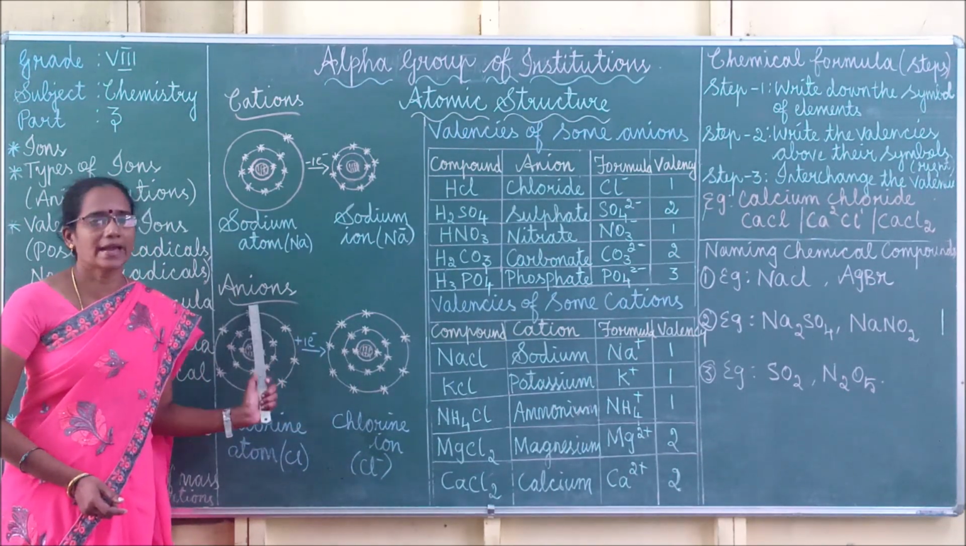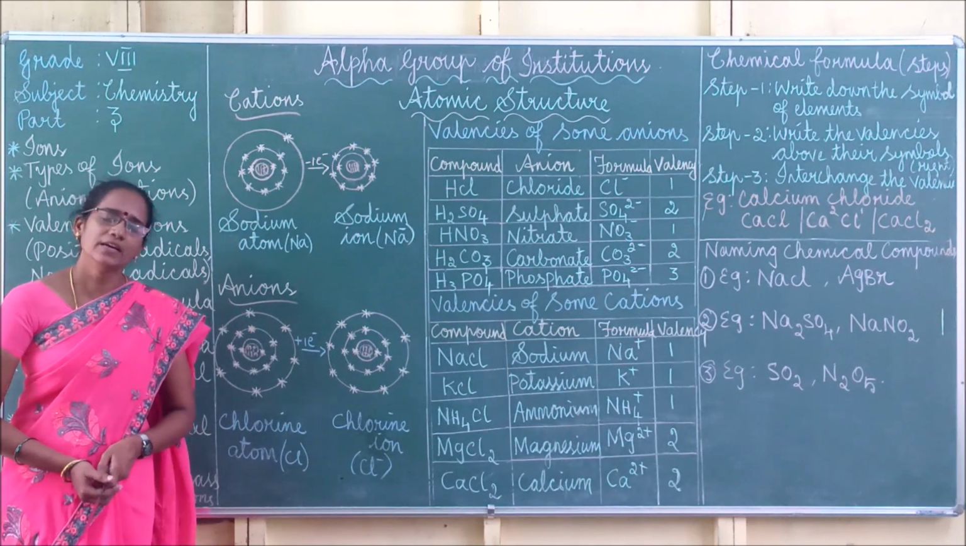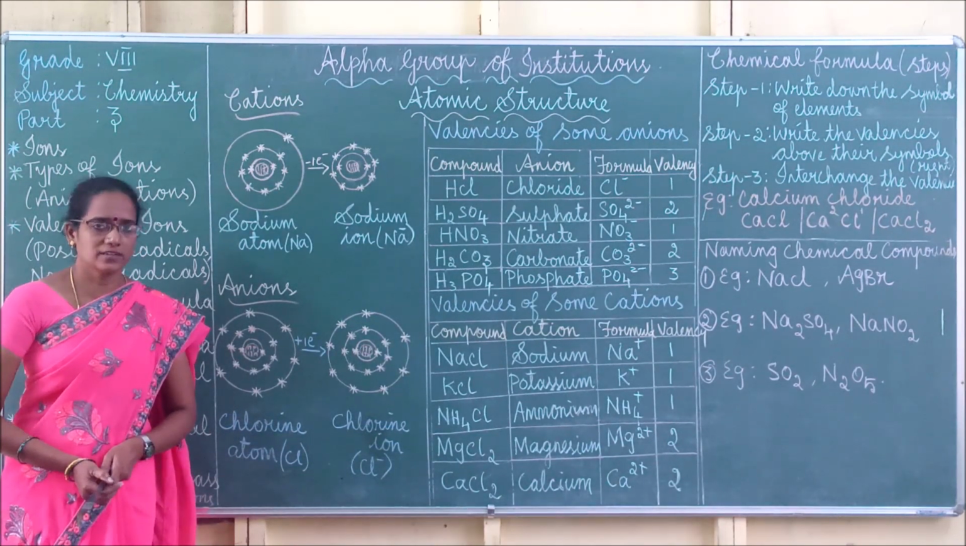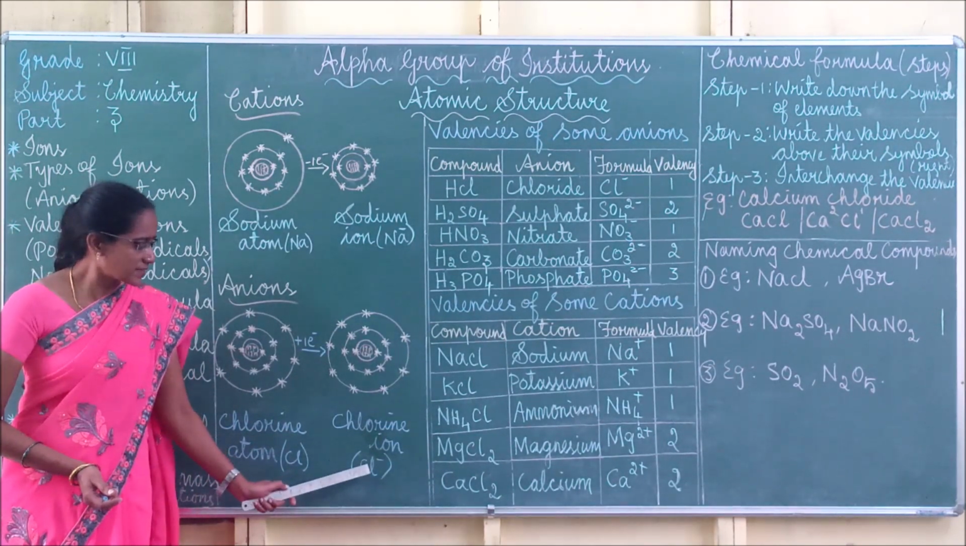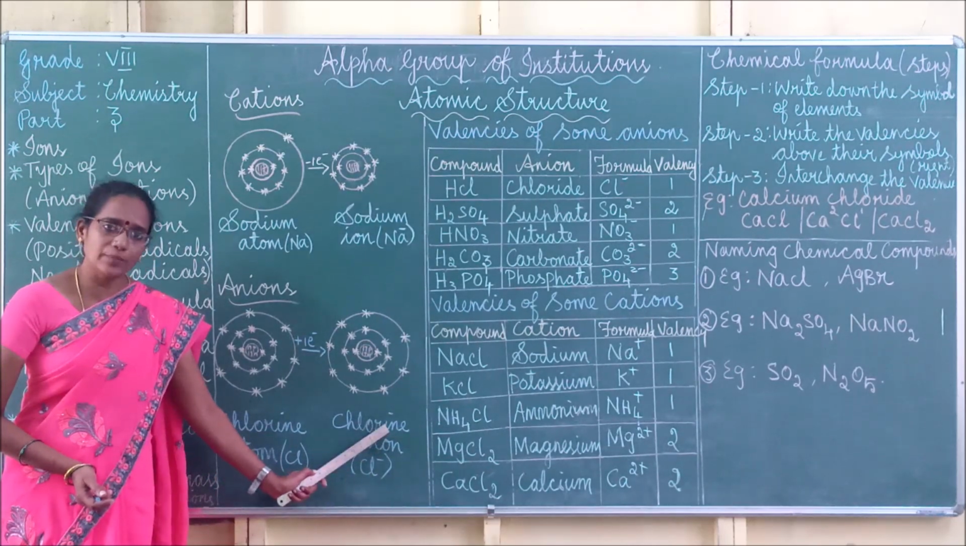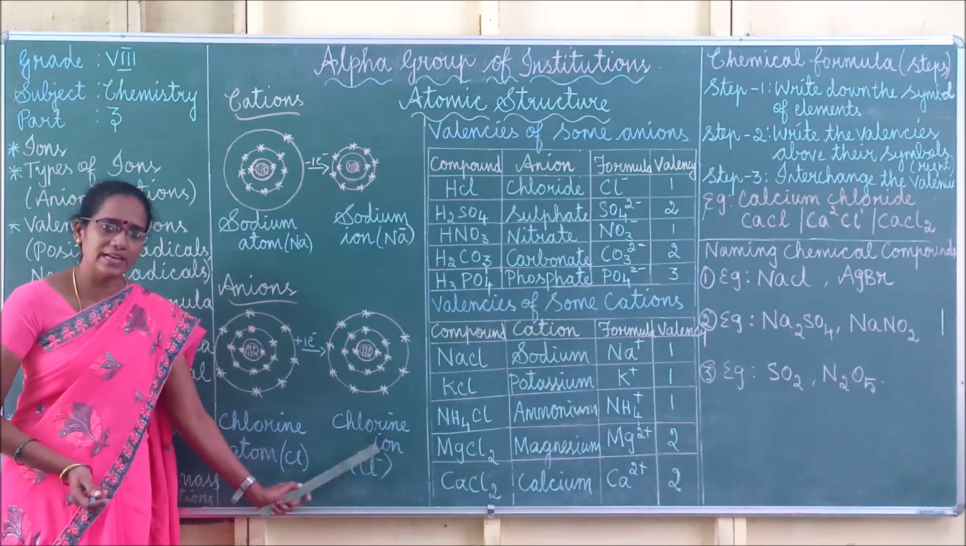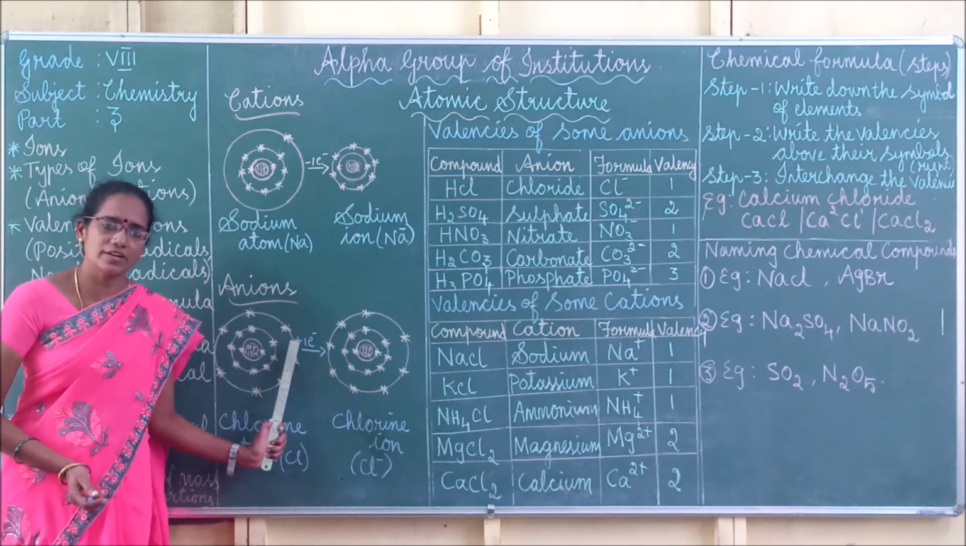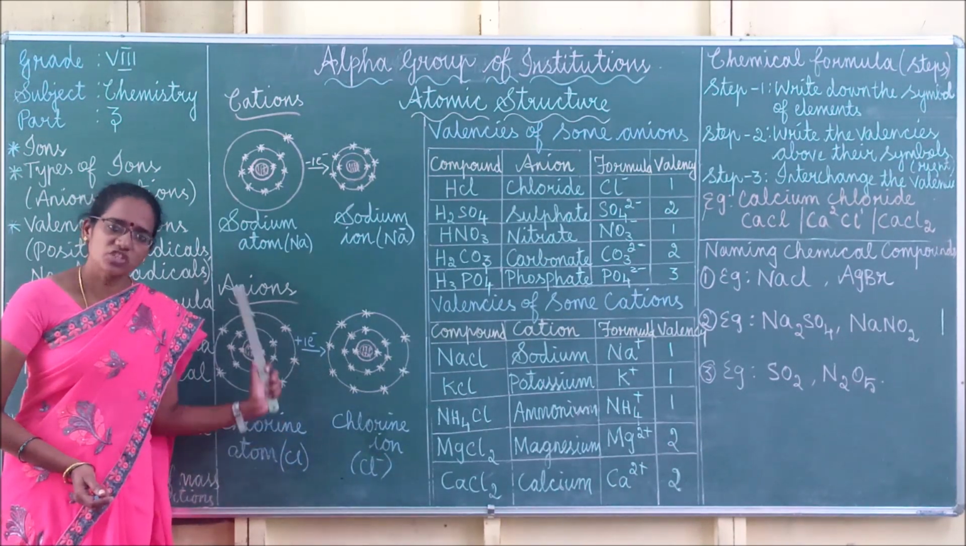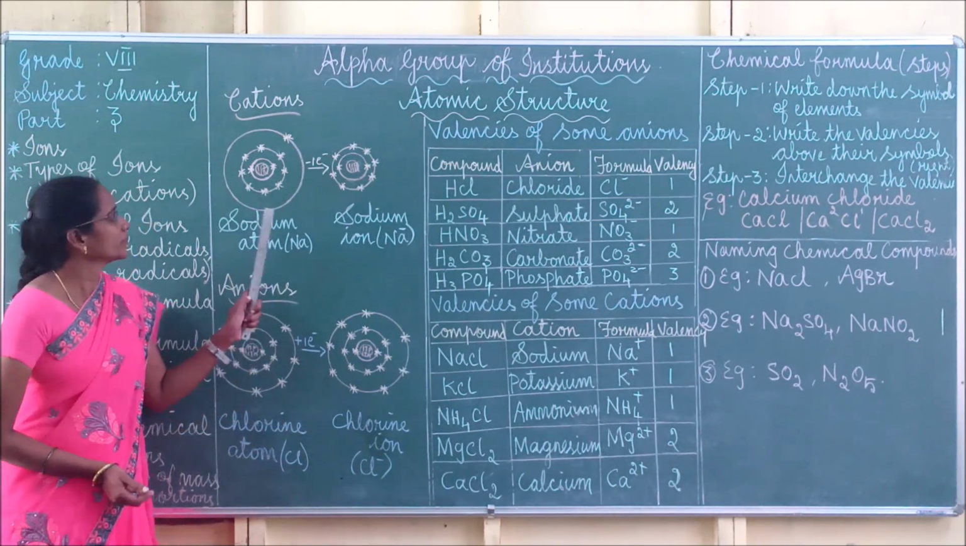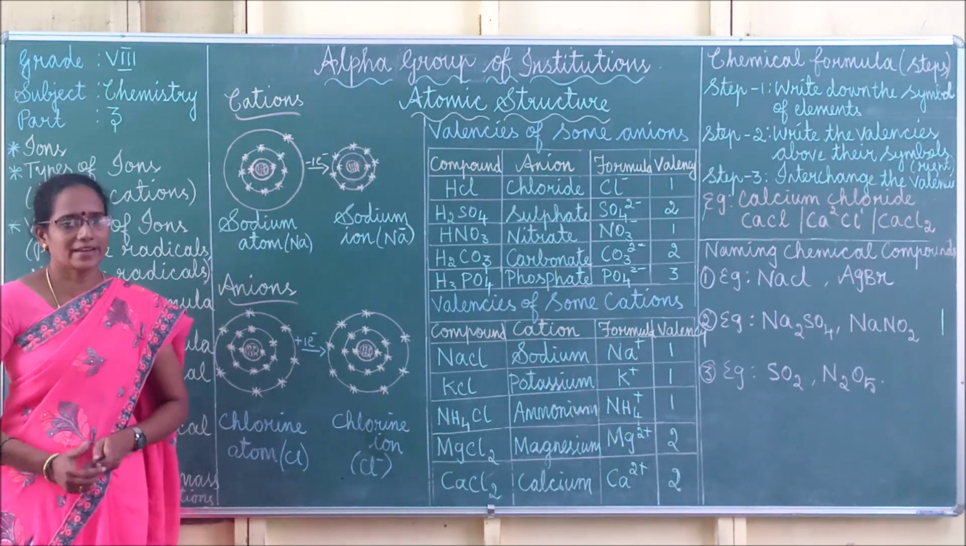These are called anions, or otherwise negative radicals, right? So this chlorine ion can be represented as Cl minus. Understood, children, about the anion, right? Shall we move to the cation? Good. Next we can move to the cation.